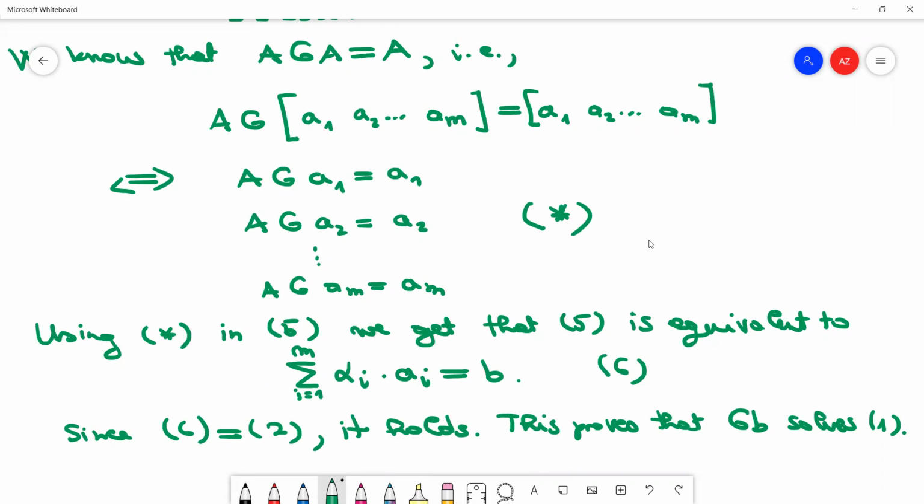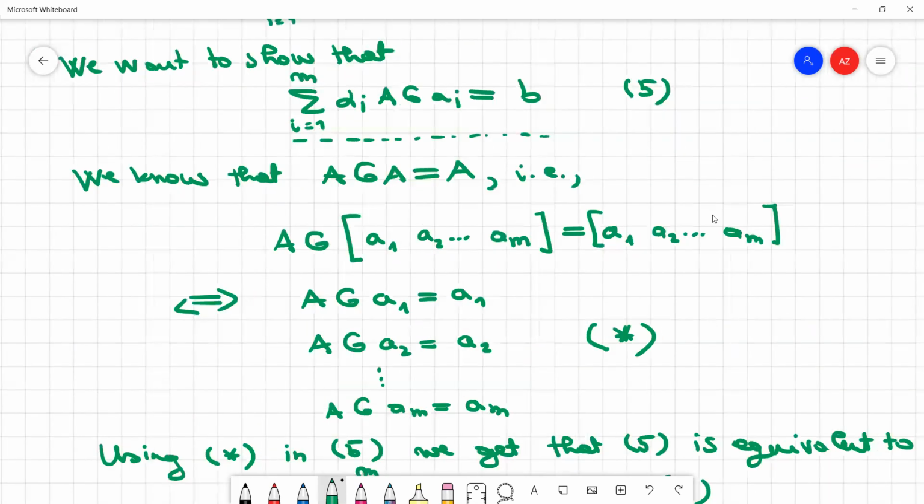Are there any questions at this point? Yes, why can't we just say that AG is identity? So why can we not say that AG is identity? Yes. So because AG is identity only if A is a square matrix and G is a square matrix.